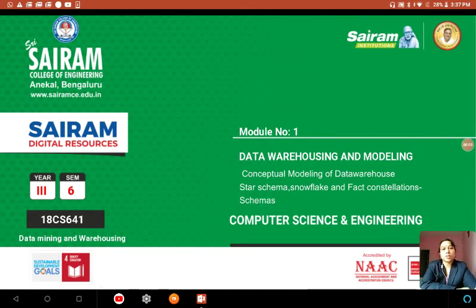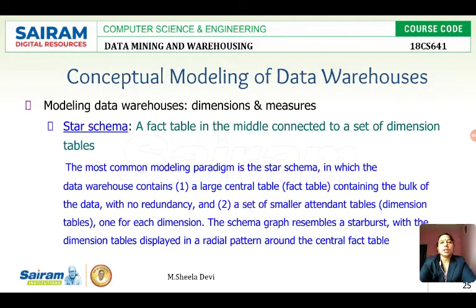To teach you the conceptual modeling of data warehouse in the data warehousing and modeling module 1. If you take a conceptual modeling of data warehousing, we have three types. One is star schema, the second one is snowflake schema, and third one is fact constellation schema.